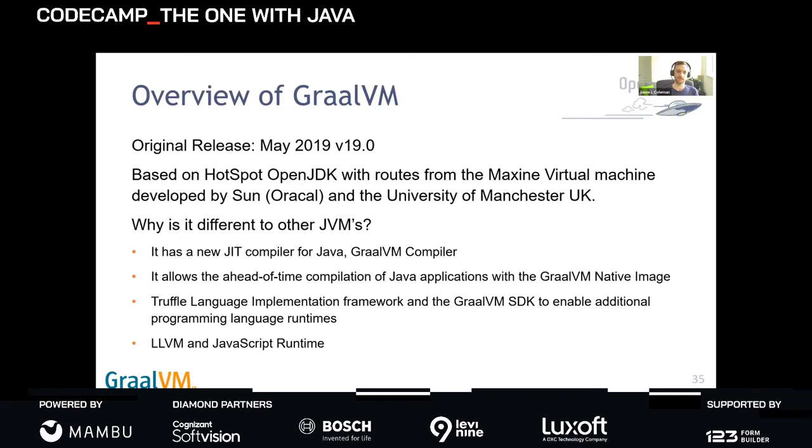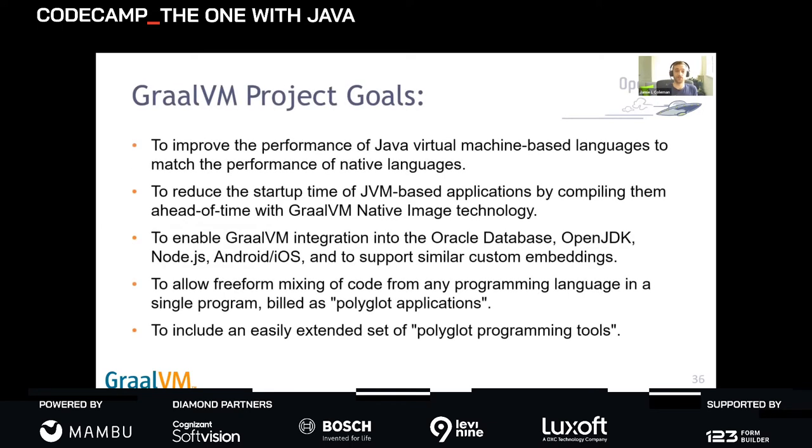And that was one of the main aims of Graal. It used Truffle language implementation frameworks, so you can enable different programming languages and runtimes, such as Python. It also enables LLVM and a JavaScript runtime, which is cool. And so these were the project goals for Graal: to improve the performance of Java virtual machine based languages to match the performance of native languages. And that was going to be very difficult to do with essentially just a normal JVM. So that's where the GraalVM project came around.